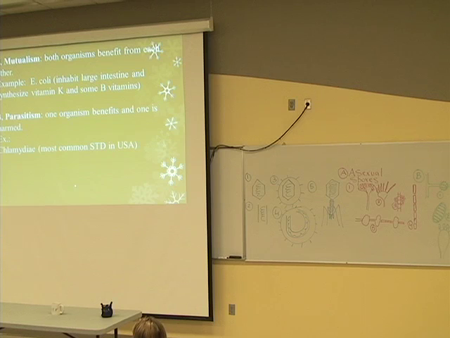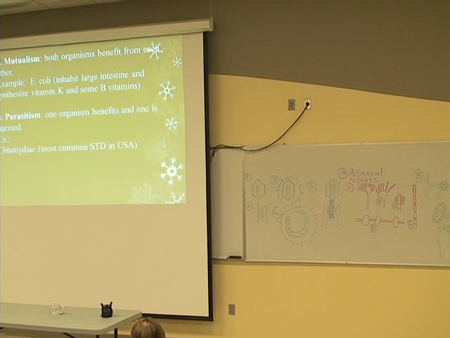The second type of relationship is mutualism, in which both organisms benefit from each other. E. coli that lives in our large intestine provides vitamin K and B to us, and we provide shelter and food to E. coli. When you take a broad-spectrum antibiotic, what happens? You kill off E. coli, then you get diarrhea. So it's a good idea to take a pill of B complex with a broad-spectrum antibiotic to compensate for the loss of B complex.